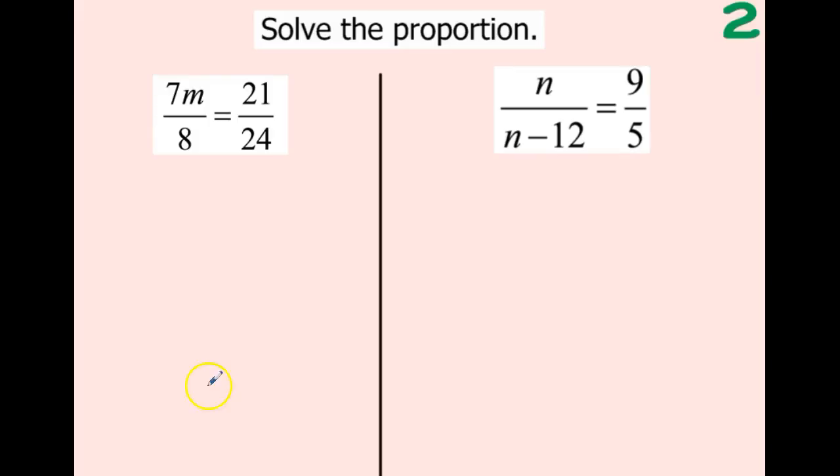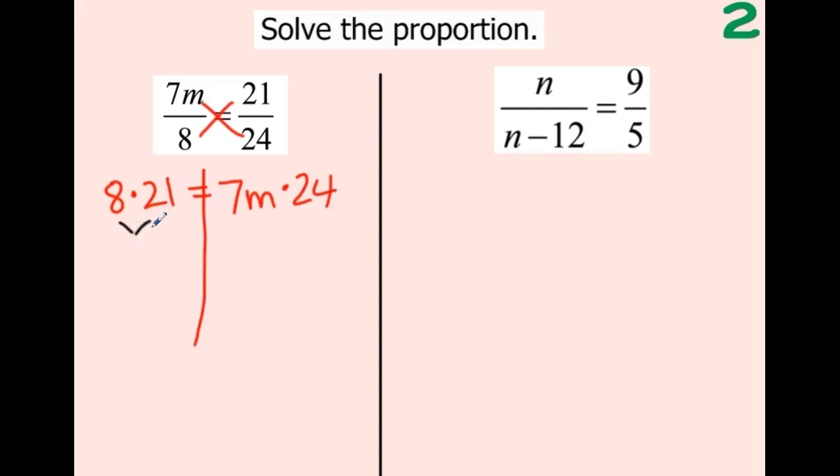Let's keep going. Here are some that are already set up for us. We just need to cross multiply to solve them. So first, I'm going to set one cross equal to the other cross. It doesn't matter which one you do first. I'm going to do 8 times 21 on one side and 7m times 24 on the other.